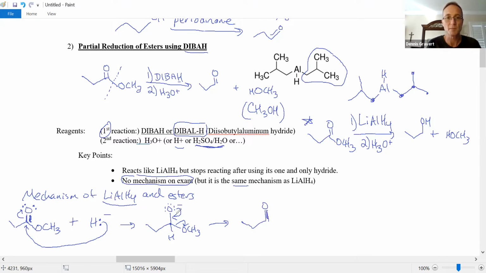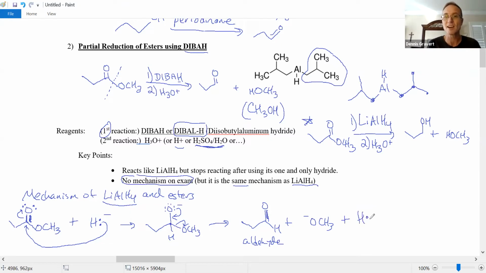So then we have the double bond, we have this hydrogen, and then we have the negative oxygen still holding on to the methyl group. We made an aldehyde. And back in the previous video, we said, wait, lithium hydride also reacts with aldehydes as well as esters. And in fact, aldehydes are more reactive. We'll discuss why at the end of this video.